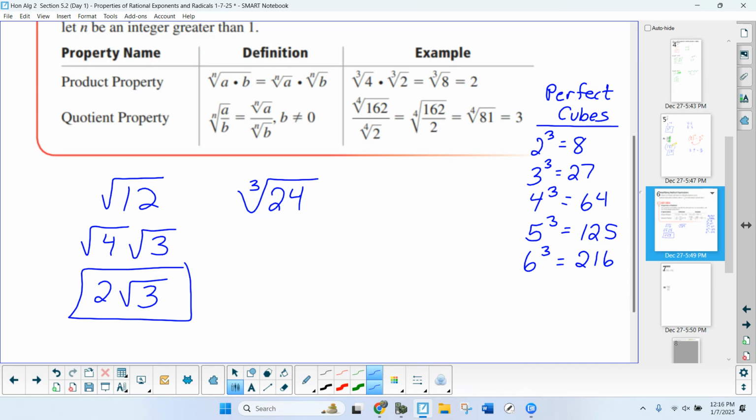Okay. So I look at the number 24, and since it's cube root, I'm going to say, do I have any perfect cubes that divide evenly into here? 8. How many times does 8 go into 24? Do you guys agree that that's a legal move? What's a cube root of 8? 2. So this is 2, cube root of 3.